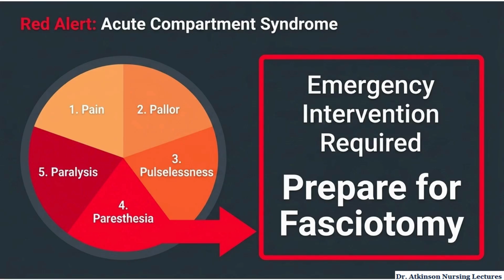The 5 P's of compartment syndrome are pain, pallor, pulselessness, paresthesia, and paralysis, but pain out of proportion to the injury is the earliest and most critical warning sign. Increasing pain that is not relieved by analgesics requires immediate reassessment and rapid physician notification. Waiting for pulselessness or paralysis means ischemic damage is already advanced. Early recognition and fasciotomy are essential to prevent permanent muscle, nerve, and limb loss.